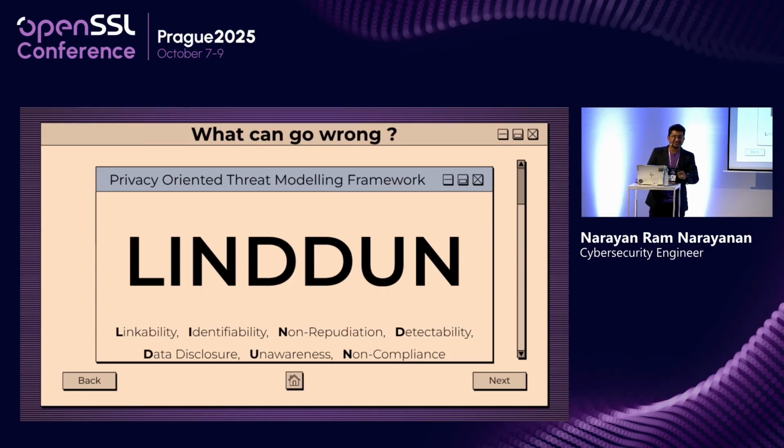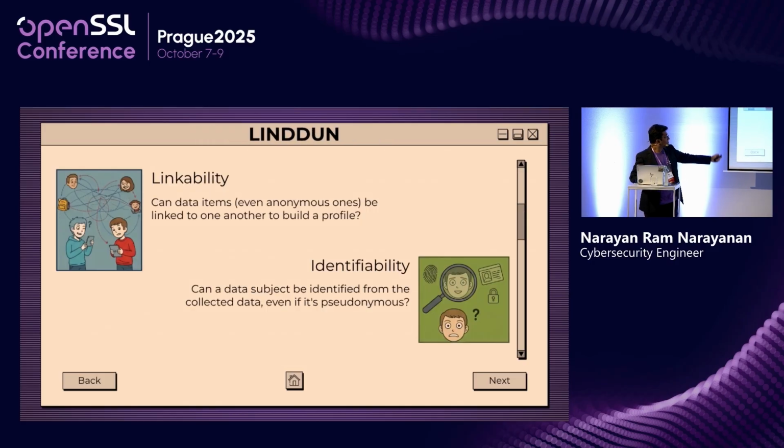So right now, let's just switch the mindset. Instead of talking from a security standpoint, let's talk from a privacy standpoint. LINDDUN is particularly useful for any system that handles personal data, so personal or sensitive data. In this case, let's take linkability and identifiability.